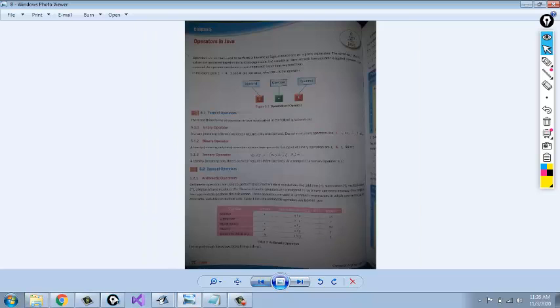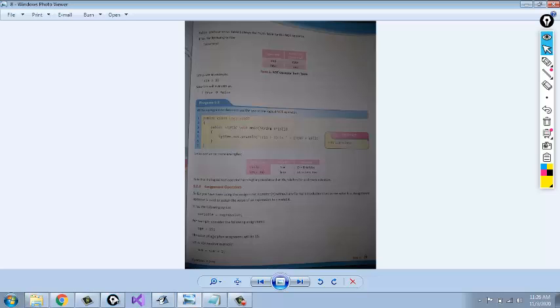Then we can learn the assignment operator in the next class.